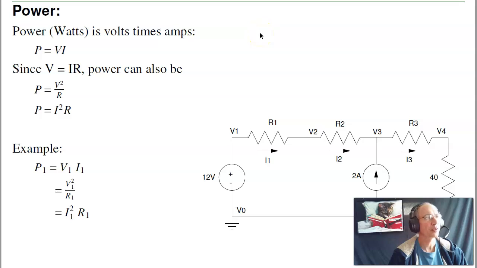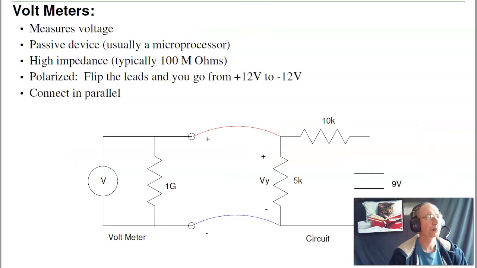And in terms of power, power is volts times amps. It's also, by substituting, V squared over R, or I squared R. For example, if I want to find out the power dissipated by this resistor, it's V1 times I1, or it's I1 squared times R1, or V1 squared over R1. Take your pick. They're all the same.